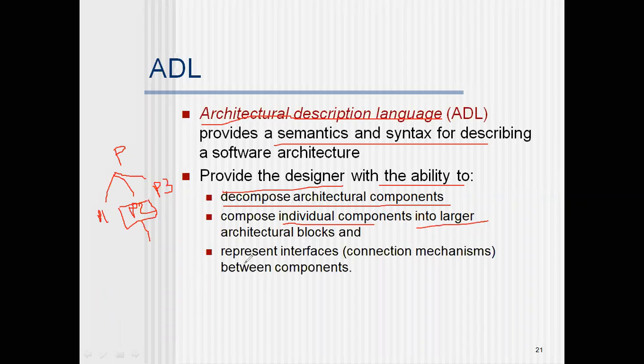Then coming to the third point, represent interfaces between the components. If those components want to interact with one another, then you need to establish a connection or make some interfaces between those components, right? This is the third one to assess the architectural design.